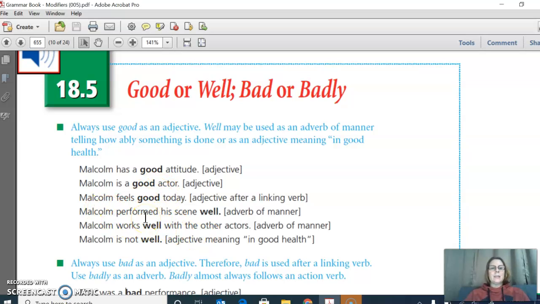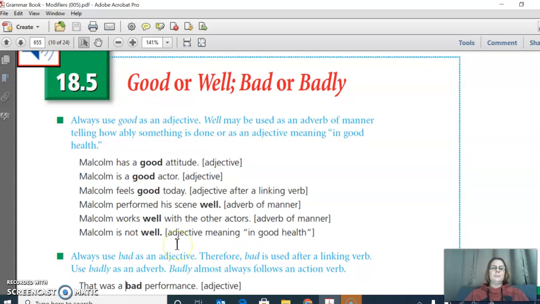Malcolm performed his scene well is an adverb of manner. To what extent did he perform it? He performed it well. Malcolm works well with the other actors. That's an adverb of manner as well. It's how or to what extent he works with the other actors. And then lastly, Malcolm is not well, meaning he is not in good health.